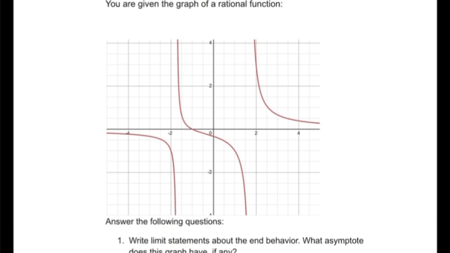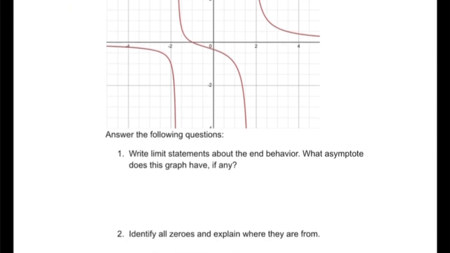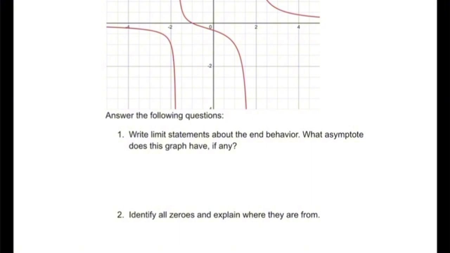Now it's time for a practice problem. We are given the graph of a rational function, and we need to answer questions. Okay, so we look at the questions. It says write limit statements about the end behavior, and what asymptotes does this graph have?